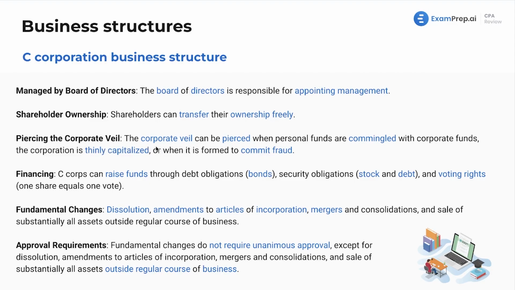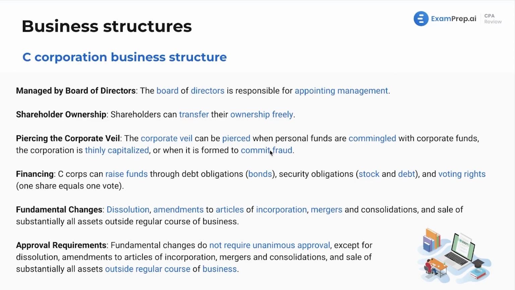Piercing the corporate veil, this is what I talked about in terms of liability. So the corporate veil, kind of think of a conceptual veil covering the entity. We can pierce it, we can go through it when personal funds are commingled with corporate funds, if the corporation is thinly capitalized, or if it's formed to commit fraud. So as we said, generally speaking, shareholders will not be liable for the actions of the corporation. However, these are the 3 instances that we need to know for the exam, in which case you can be liable for the liabilities of the corporation.